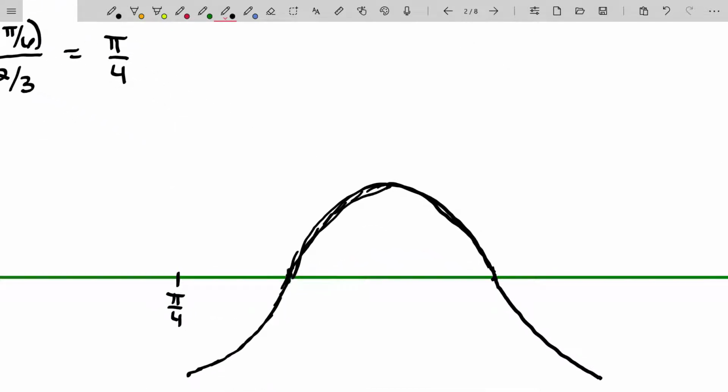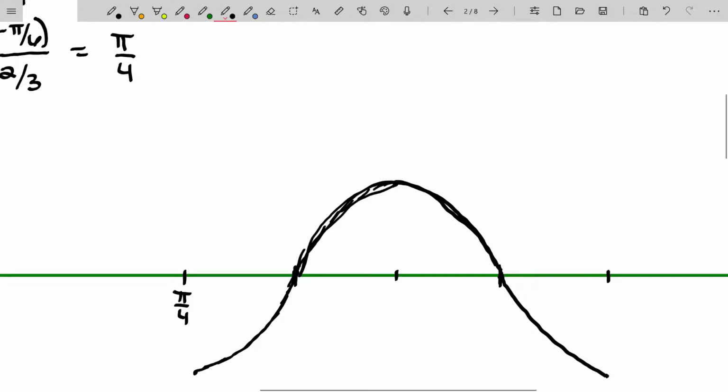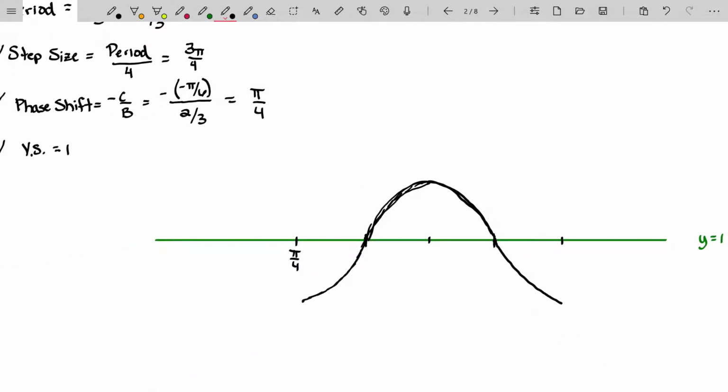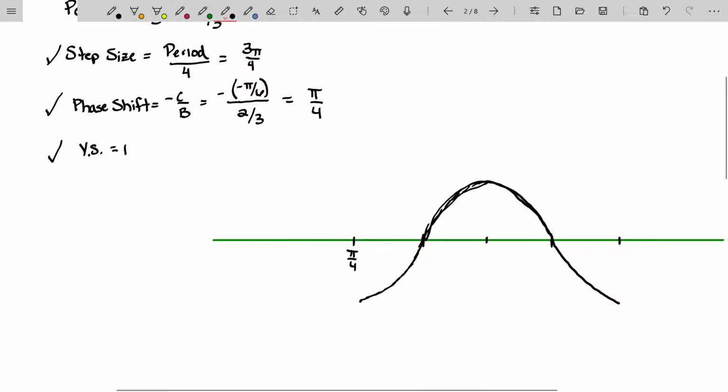The key points are where it crosses the x-axis, where it reaches a maximum, where it crosses the x-axis again, and where it reaches a minimum. It's basically when it crosses the midline and when it attains its maximum and minimum values. The step size will get me to each of those. The step size is 3 pi over 4.